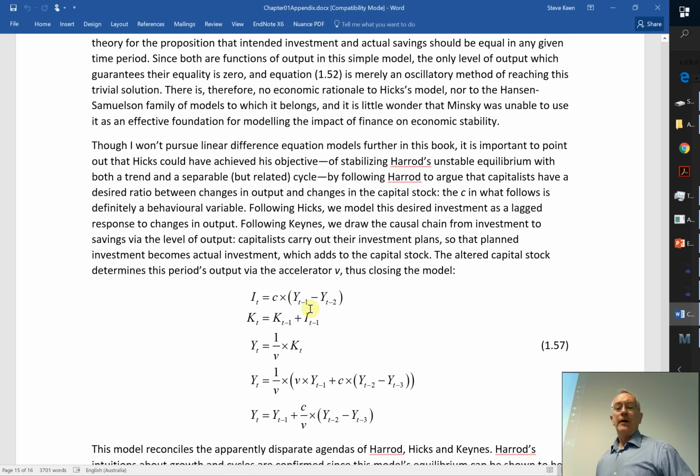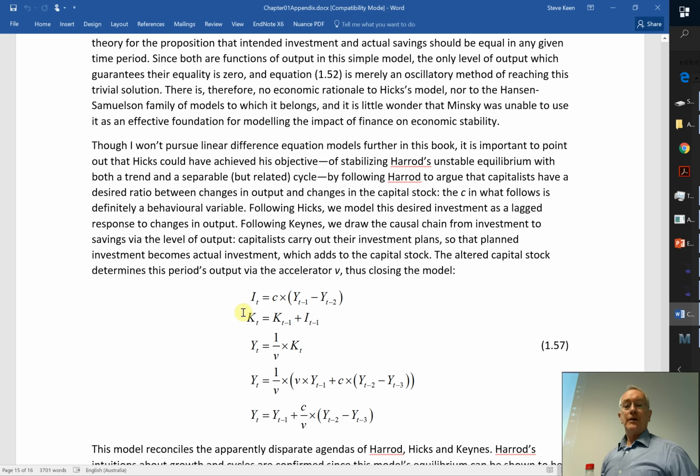after all of that? And part of my argument was, and I'll show you how to do this in MathCAD in a moment, I said, well, let's say that desired investment is, as Hicks used the expression, some constant multiplied by the change in output in the previous two periods. I then presume that capitalists carry out their investment desires, so actual investment becomes desired investment.